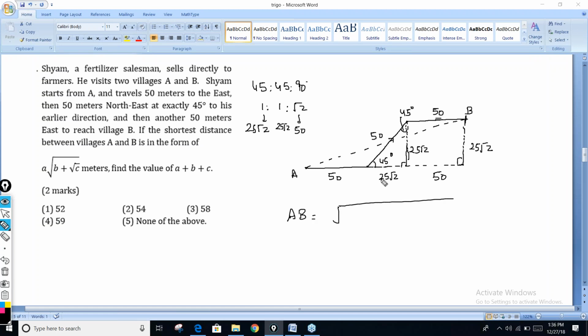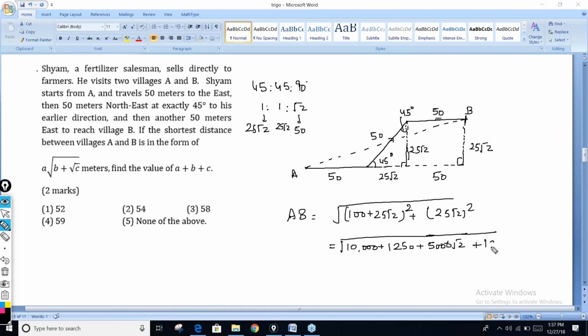Again, I can apply the Pythagoras. This side is 100 plus 25 root 2, whole square, plus 25 root 2, whole square. And what is the answer? The answer is 10,000 plus 1250 plus 5,000 root 2 plus 1250. So that is 12,500 plus 5,000 root 2.